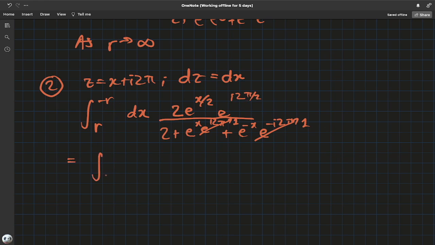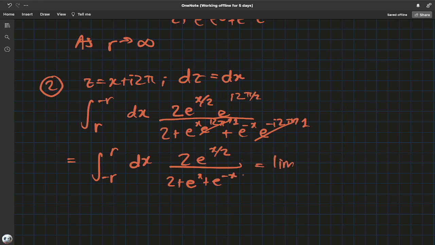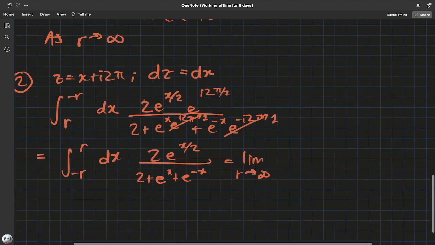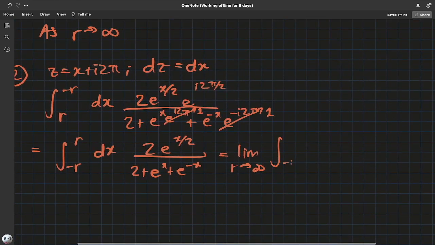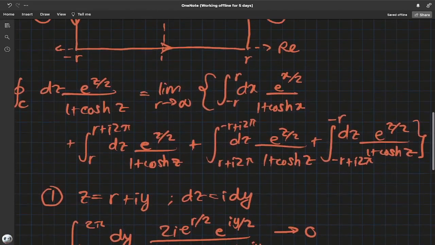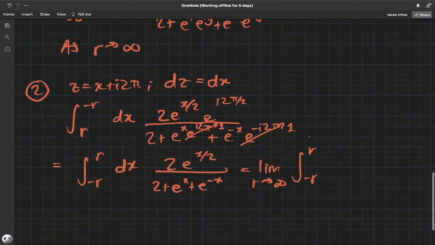So we just have the integral from negative r to r of dx, 2 e raised to x over 2, divided by 2 plus e raised to x plus e raised to negative x, which you can rewrite. Again, I'm taking the limit. I didn't write the limit for all of these for notational convenience. I'm writing the limit now because the limit was acting on this entire expression.